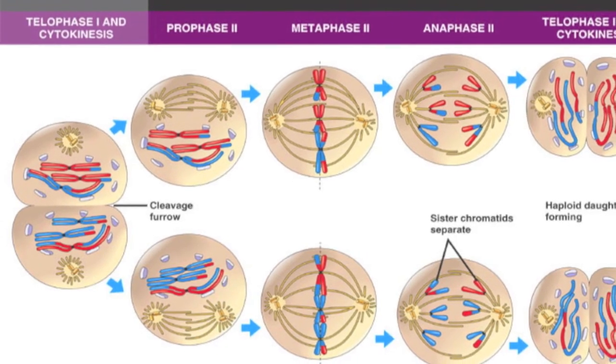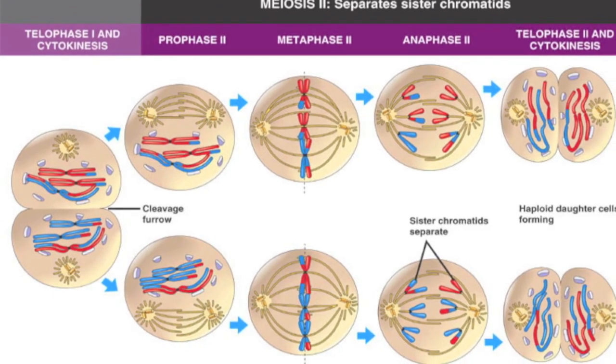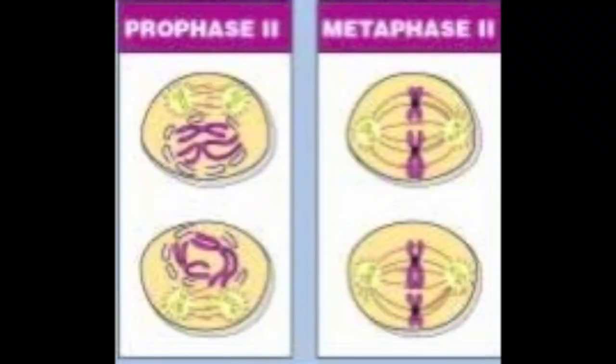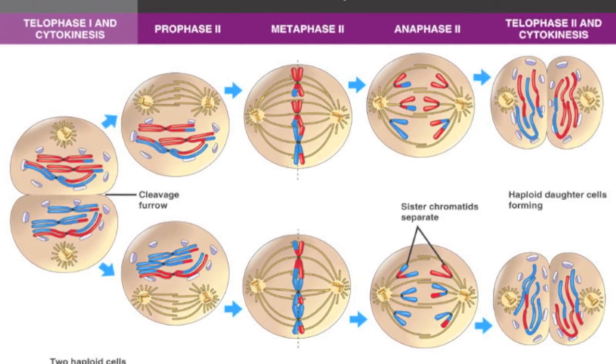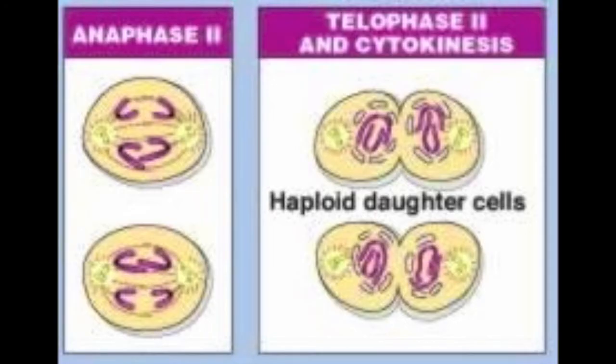Prophase duplicates centrioles. In metaphase, the chromosomes line up. In anaphase, the sister chromatids separate. And then, through telophase and cytokinesis, we are left with 4 haploid daughter cells. Each will have half the genetic material as the parent cell.